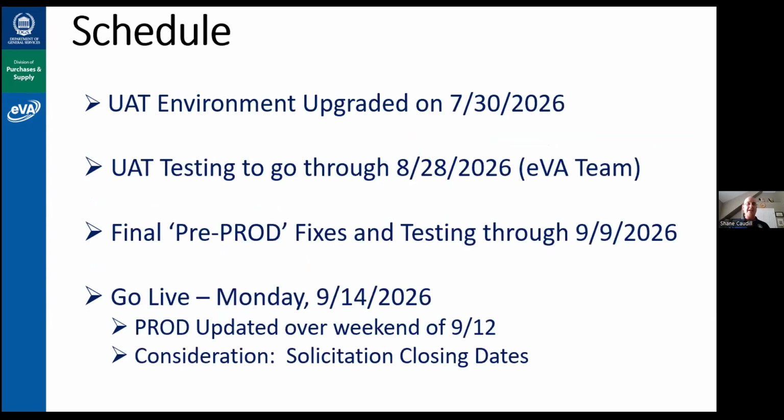Where are we at schedule-wise? The UAT environment, our test environment that we have access to here. Some of you out in the field have UAT access as well. You'll notice we may have removed that and made it a little harder to get to. But again, the environment here from a DGS, DPS, eVA team perspective, we upgraded that back on July 30th. So our guys have been testing for almost a month now, for several weeks. UAT testing's going to go through this Friday, at least the eVA team.